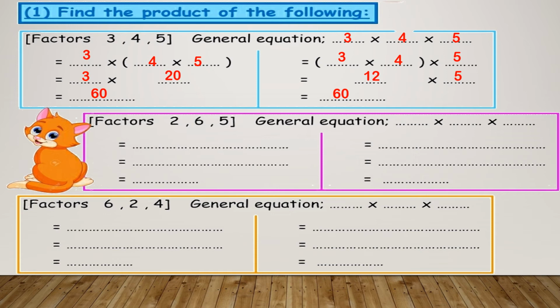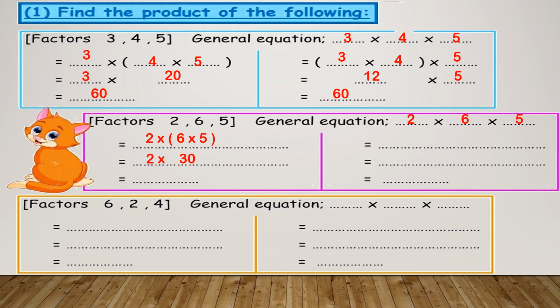So let's look at the second one. The factors 2 and 6 and 5. I want to find the general equation of them. So 2 by 6 by 5. And let's put 2 outside the bracket and put 6 and 5 inside the bracket. So it will give me 2 by 30, because I know that 6 by 5 gives you 30.